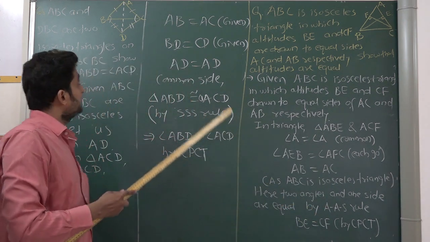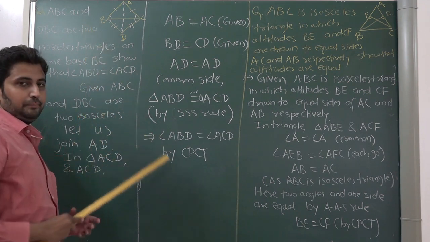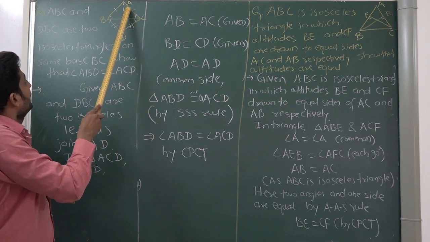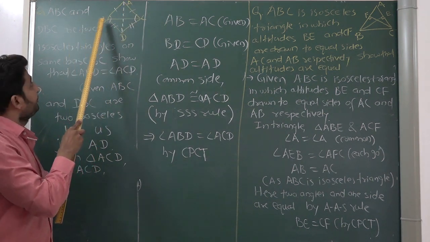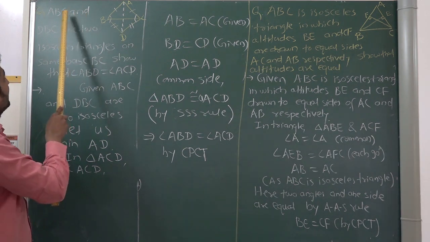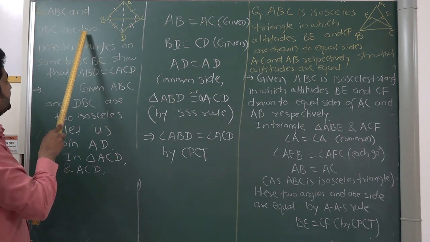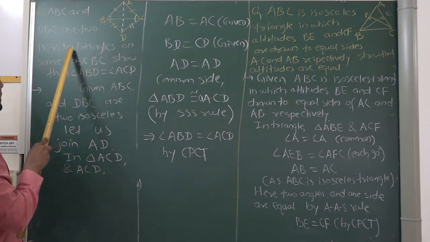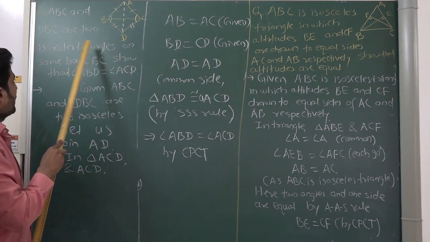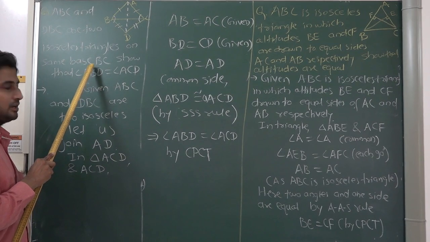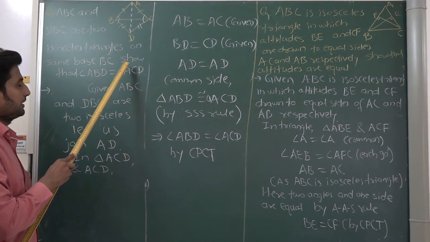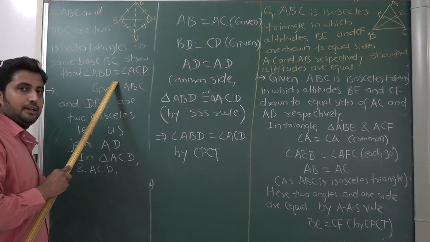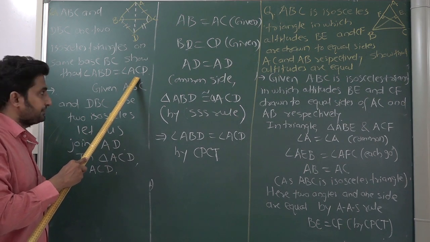Now here comes the next question, which is given as this triangle ABC. Look here, I read the question first. Triangle ABC and DBC are two isosceles triangles on the same base BC. Then show that angle ABD is equal to angle ACD.